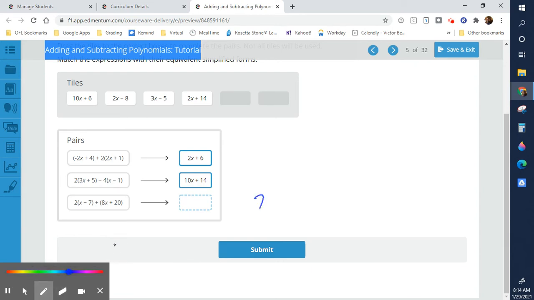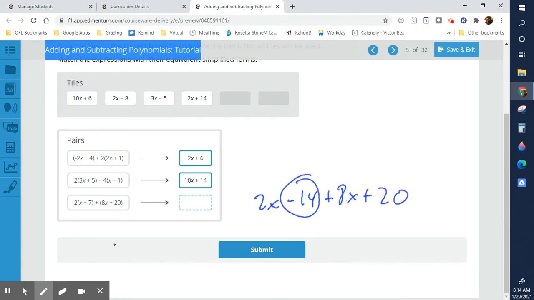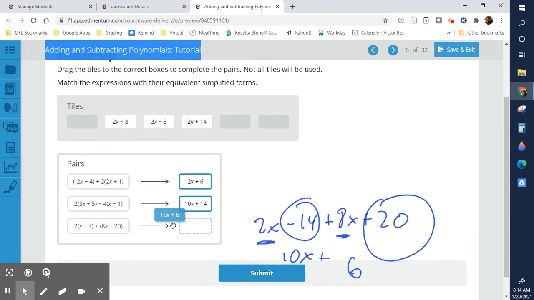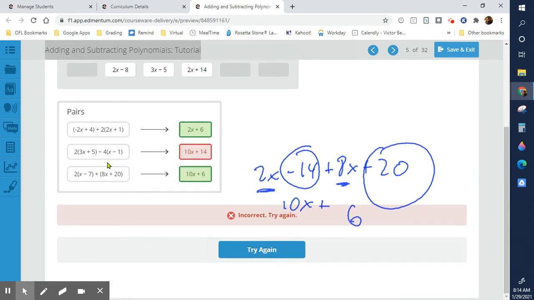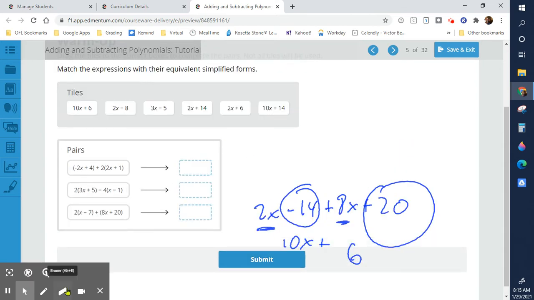So looking at this, we're going to get 2x minus 14 plus 8x plus 20. So I'm going to circle my constants. That's going to be 6. My variables going to be 10x. So I get 10x plus 6. And that should be my last one here. Oh, what happened here? Negative 4, 10. I see what happened. It was a stupid mistake.